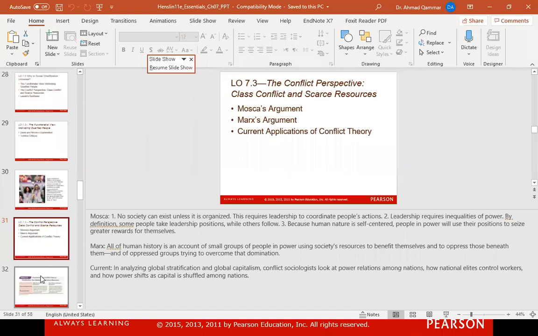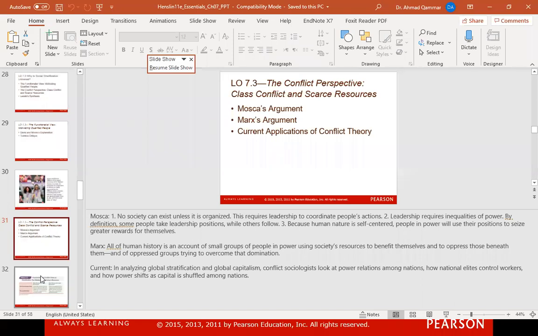Anybody, well, you might have heard, power corrupts. So anybody who's in a power position is inclined to corruption, because power corrupts. You want to maintain power, right? It's because you want to maintain the inequality. So that is Mosca's argument.